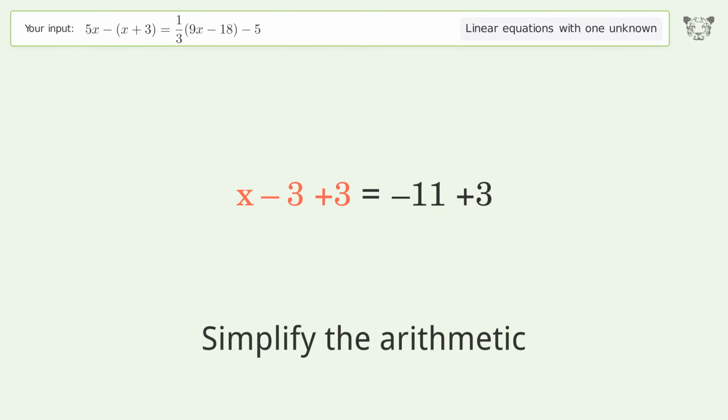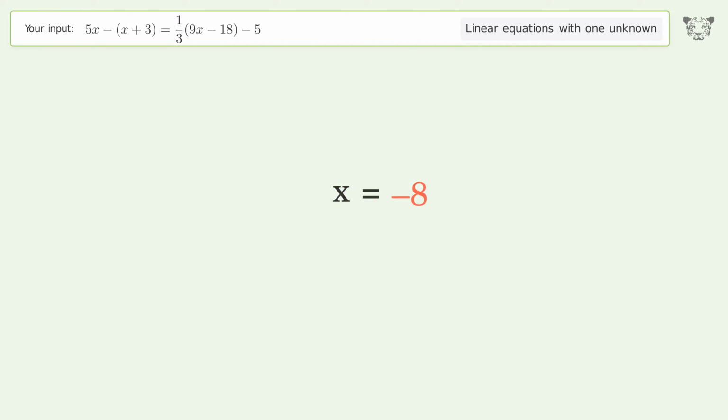Simplify the arithmetic. And so the final result is x equals -8.